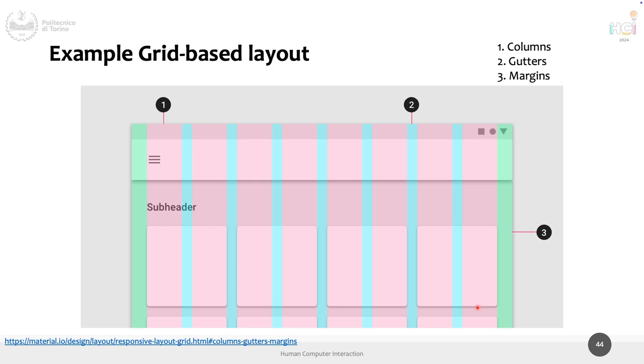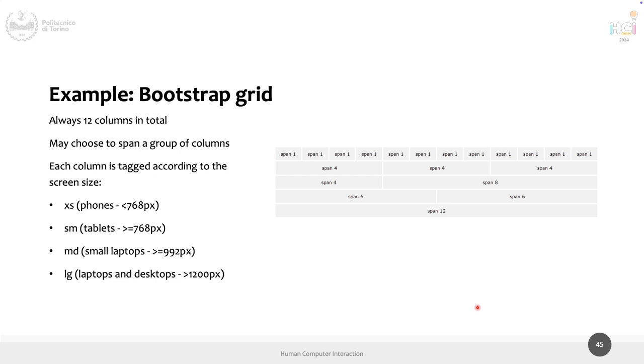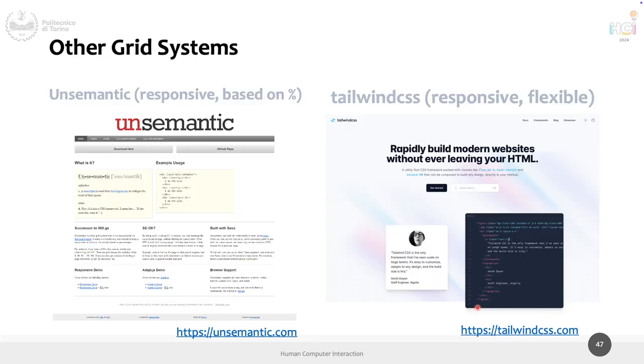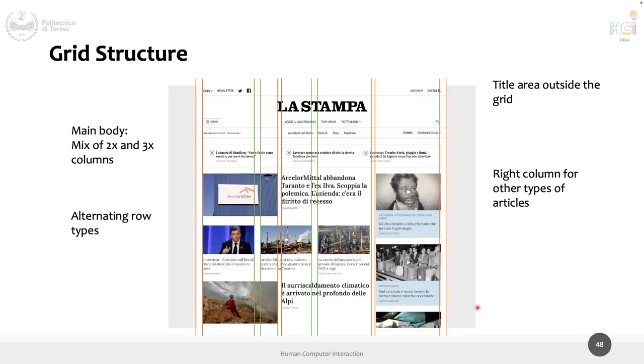This is another example, which I like: column, gutters, and margin within Material Design. Again, Bootstrap uses the same concept for doing that. It's column, and you can use multiple columns, etc. Same things for responsive, and of course there are other good systems like Unsemantic or Tailwind, which have other characteristics like being not only responsive on the web, but also being flexible in how you structure information within the page.